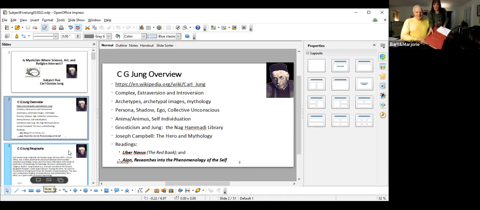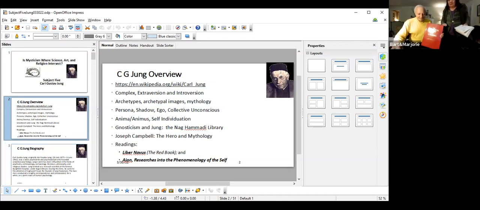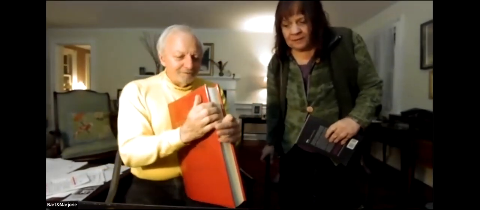Here's the Red Book, and these are all pictures that Jung did, and this is his script. More pictures. And this thing is huge. Beautiful. And this is Aion, which is much smaller. But these are incredible treatises; the density of the ideas in these things is just unbelievable. So now we'll go back to our chart here.